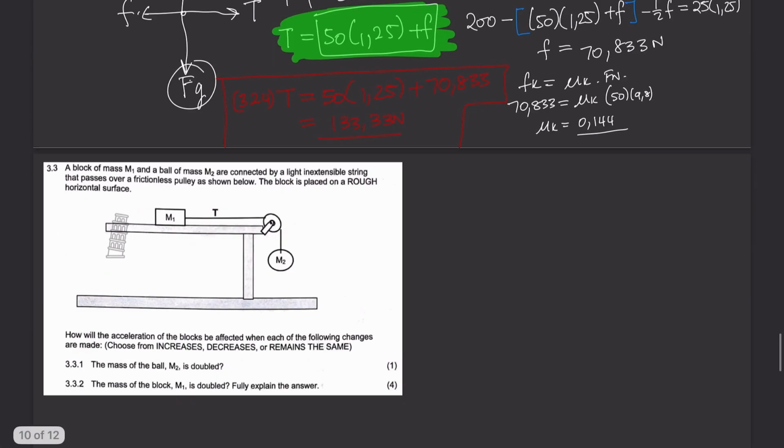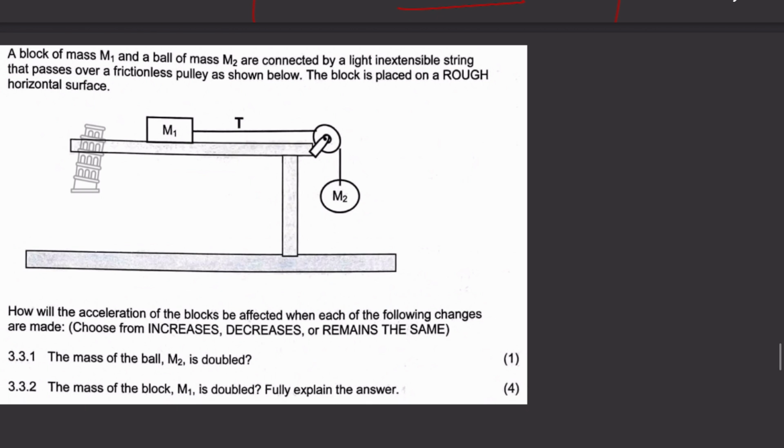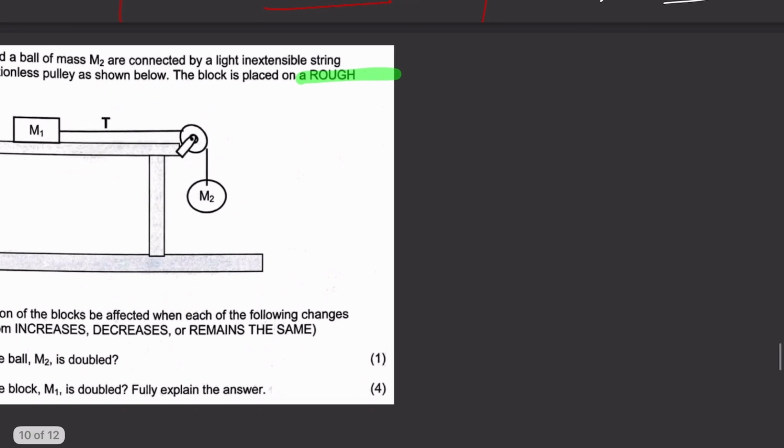Okay, let's move on. Question 3.3. A block of mass M1 and a ball of mass M2 are connected by a light inextensible string that passes over a frictionless pulley as shown below. It's placed on a rough horizontal surface. Okay. How will the acceleration be affected if the mass M2 is doubled? So if the mass M2 is doubled, then if you want, you can draw a free body diagram.